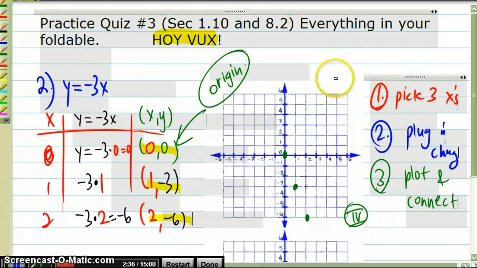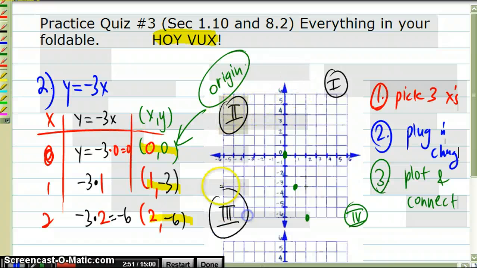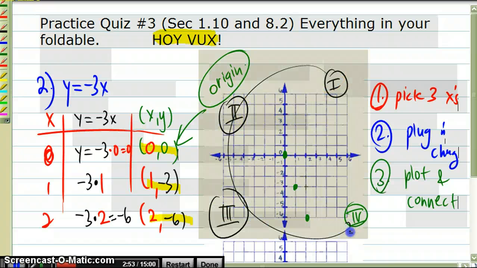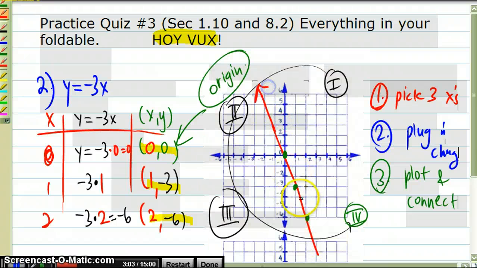And a brief review, quadrant 1 is in which section of our coordinate plane? Right at the top right. Quadrant 2 is right here, quadrant 3 at the bottom left. So it creates a letter C when we come around. That's how we remember the quadrant order numbers. Going back to our graph, now we have this nice straight line here as we connect. Again, extend your line. Looking for arrows tomorrow.